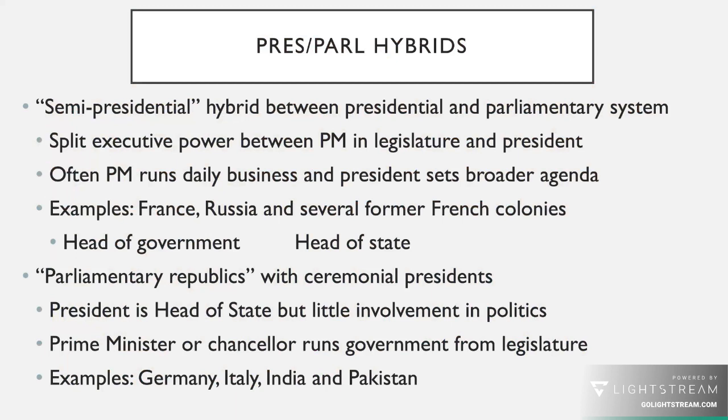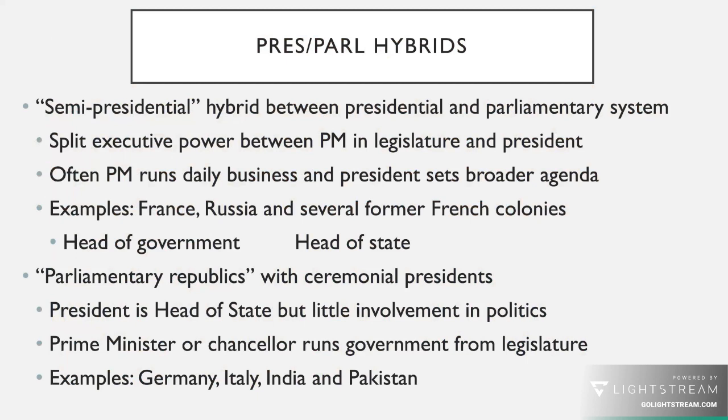I don't want to spend too much time on this, but as you can imagine, there are all sorts of hybrids between presidentialism and parliamentary systems. And so, two basic models right here are semi-presidential and parliamentary republics. So, in a semi-presidential system, you have a president and a prime minister, where the prime minister tends to operate the daily business of government, and the president sets a broader agenda. This is an important hybrid because it's the French model. And so France diffused it throughout the Francophone world and former French colonies. And Russia also has this kind of system.